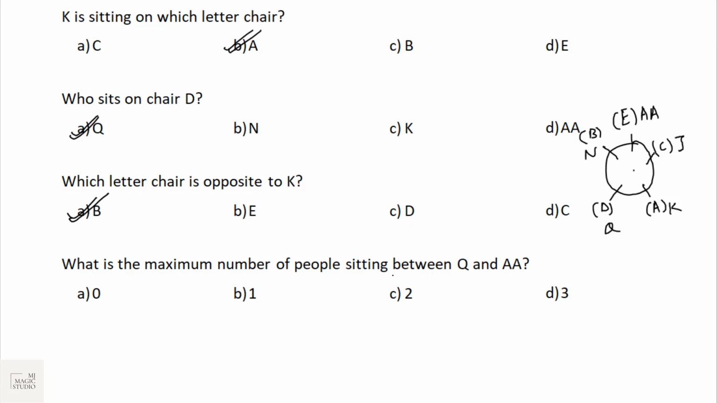And what is the maximum number of people sitting between Q and A? From here, between Q and A, where is Q? A is here. We can see one person, and anti-clockwise we can see two people. So the maximum number of people sitting between A and Q is 2. That is option C.